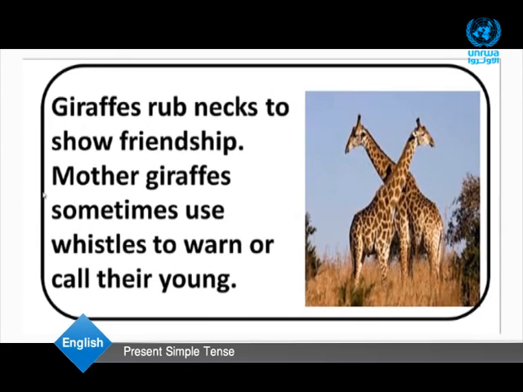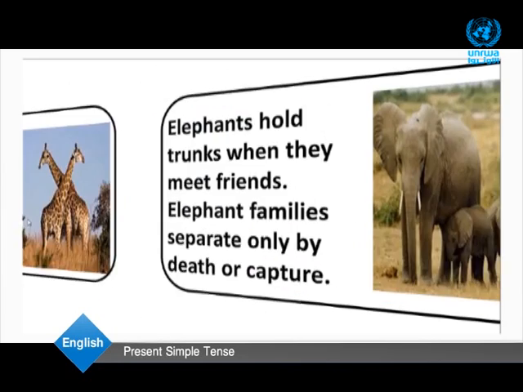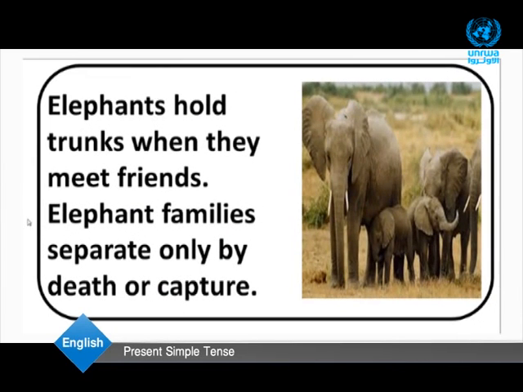Giraffes rub necks to show friendship. Mother giraffes sometimes use whistles to warn or call their young. Elephants hold trunks when they meet friends. Elephant families separate only by death or capture.